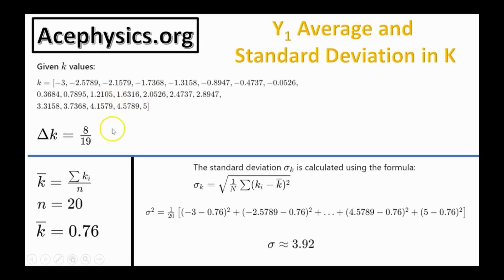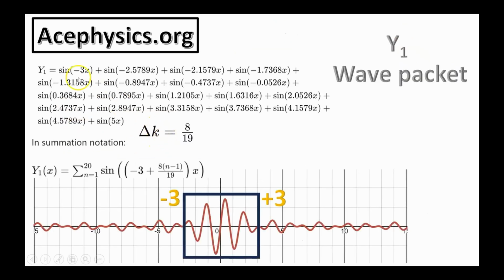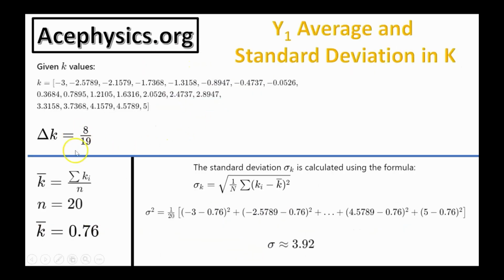Now let's discuss the average and standard deviation for the k values related to the function y1. So y1 had k values that ranged from -3 to 5, and they went in steps of 8 over 19. Just to refresh your memory, these were the numbers inside the sine functions. The average k is equal to the sum of all the k values divided by 20, and that's 0.76. The standard deviation tells you how the k's are spread out. The formula for standard deviation is the square root of 1 over m times the sum of each individual k minus the average k, squared.